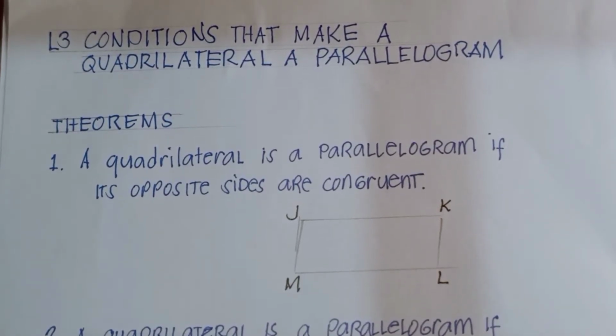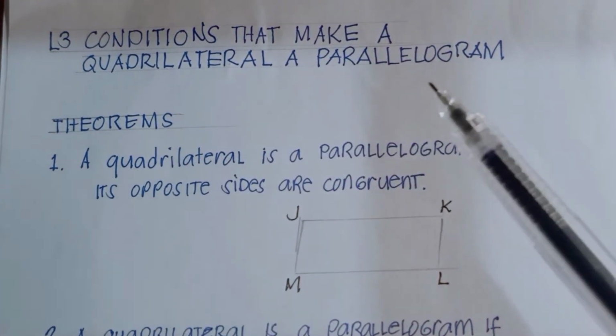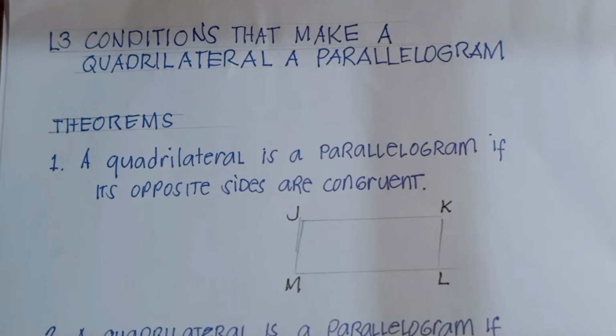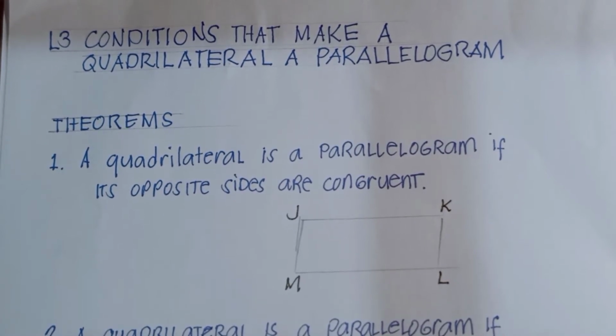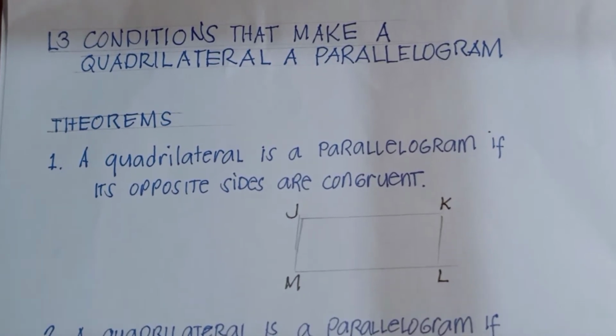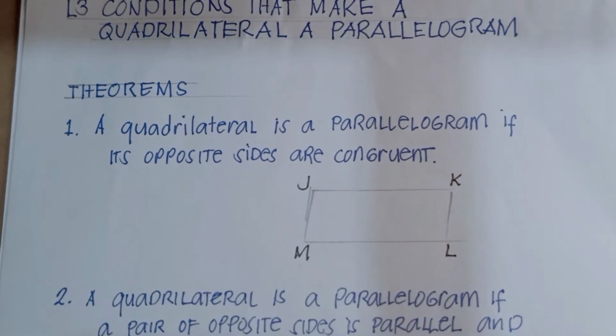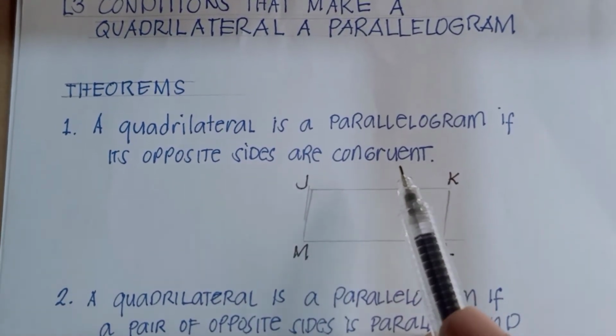Okay, so conditions, lesson number 3, conditions that make a quadrilateral a parallelogram. So, meron tayong 4 na theorems na na-prove dun sa ating module. Ito yung mga conditions daw na masasabi natin na ang isang quadrilateral na given ay parallelogram. Theorem number 1, a quadrilateral daw is a parallelogram if its opposite sides are congruent. Pag sinabi natin congruent, they have the same measure.